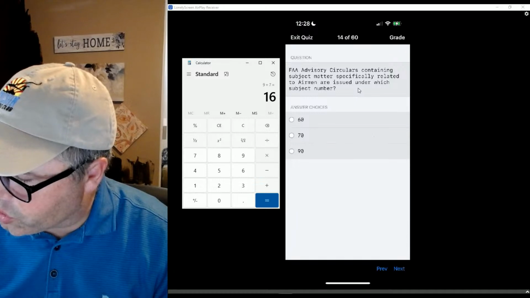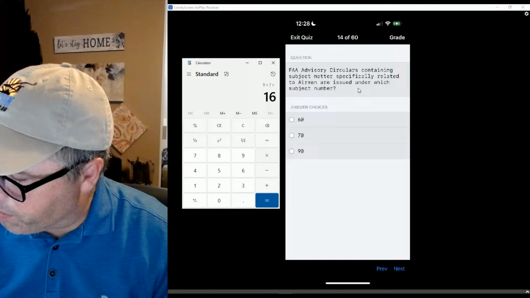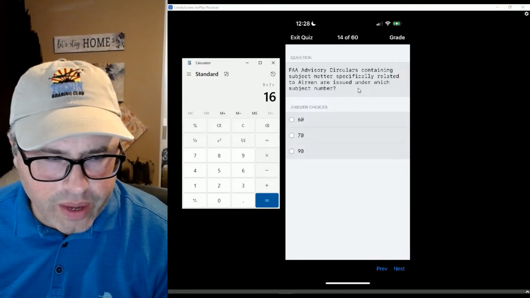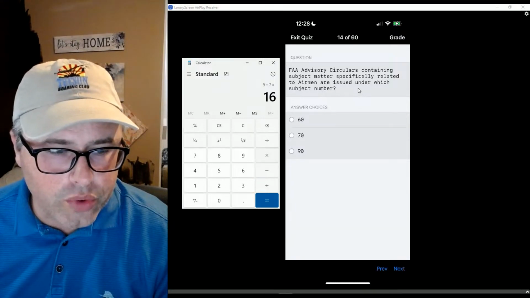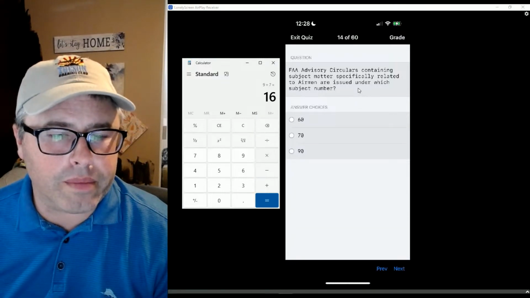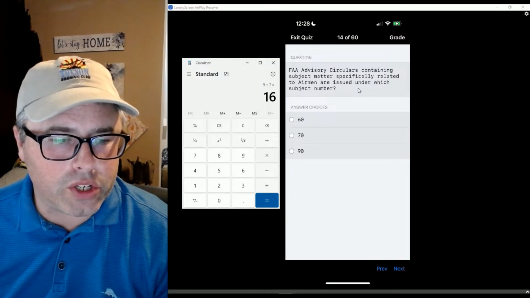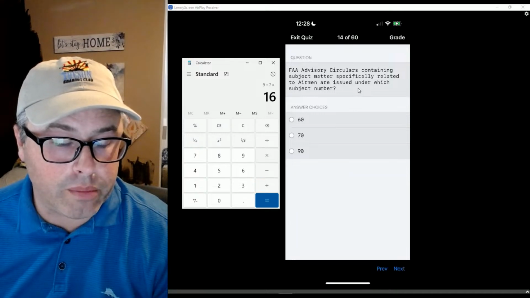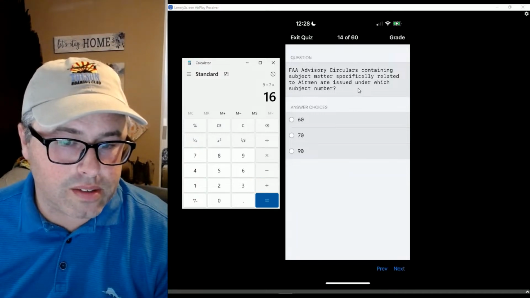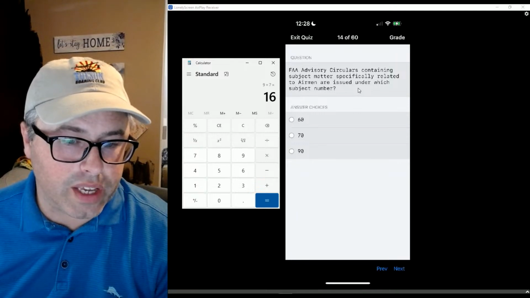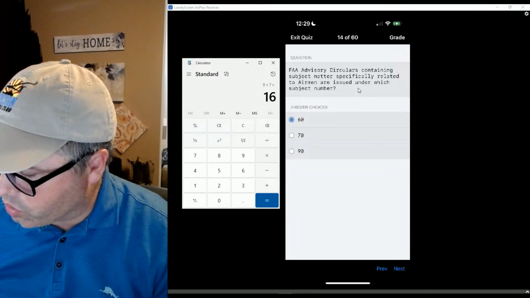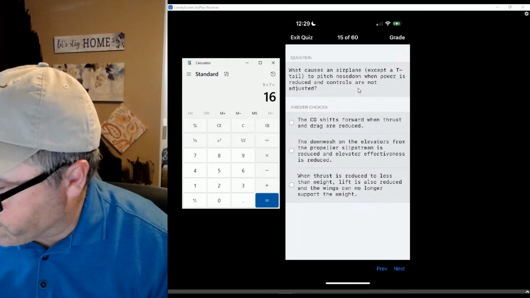FAA advisory circulars, subject matter specifically related to airmen, are issued under which subject number? These are the general headings, and they follow the same example as the FARs. Just remember, you get your certificate under FAR 61, and you operate most of the time under 91. So certificates and airmen, getting your certificate, are in the 60s, whereas operations is under 90. Rules of the road is 90. But we're asking about airmen right now.